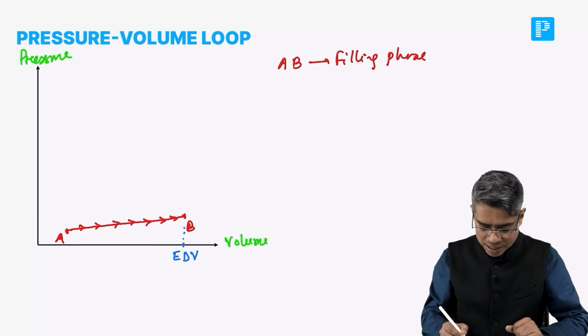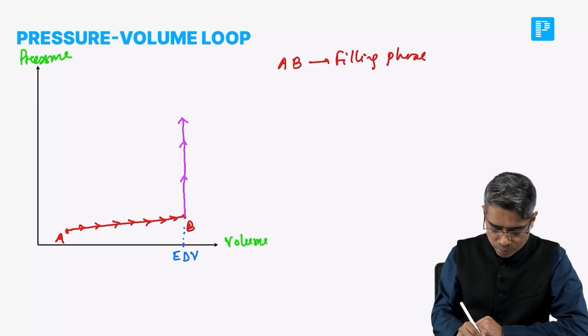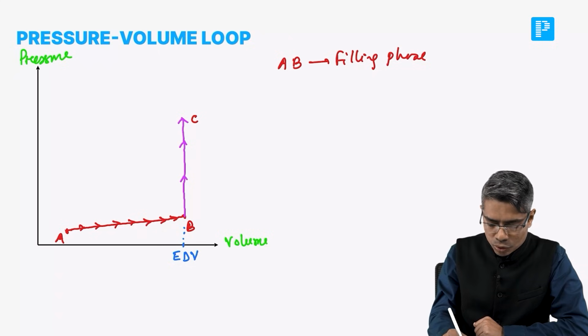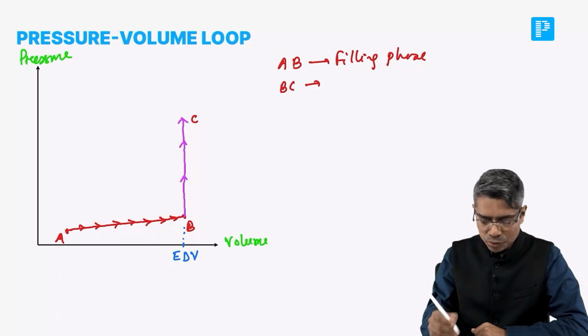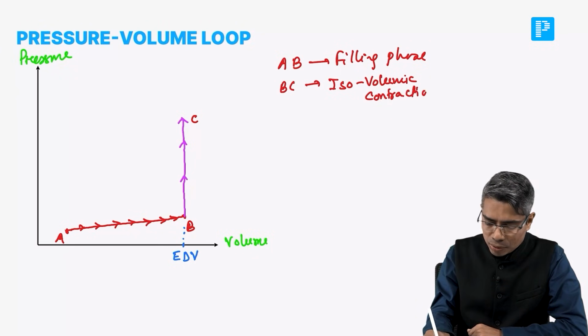So, when the ventricle is filled with end diastolic volume, the ventricle will contract. The first phase of ventricular contraction is the isovolumic contraction phase, from B to C. So what happens during the isovolumic contraction phase?